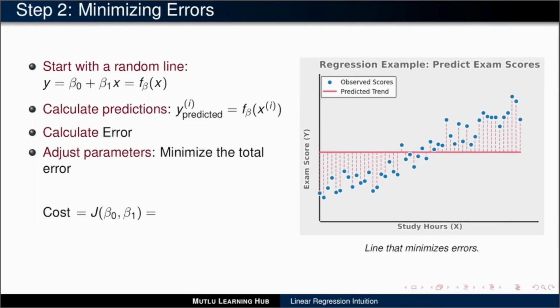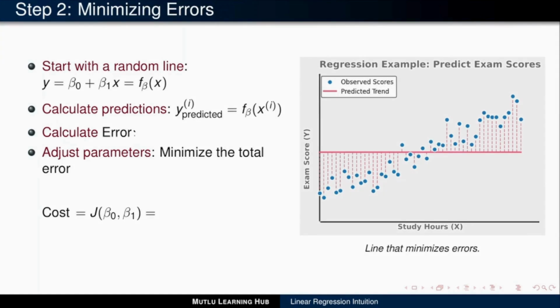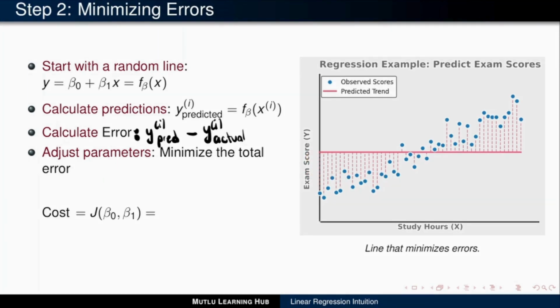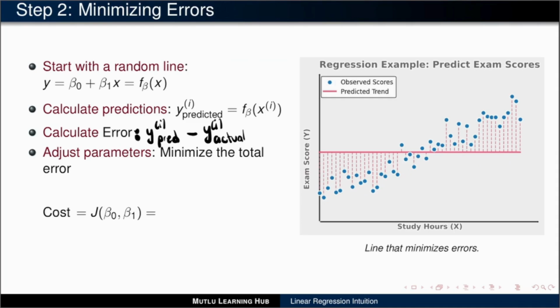Next, we measure how well our line fits the data. For each point, we calculate the difference between what the model predicts, which is yi predicted, and the actual value. Let's see it on the graph. For example, for this point, its actual value is here and prediction is here, so the error is this difference. That is our error. As you see here, some predictions will be above the actual points and some predictions will be below the actual points.